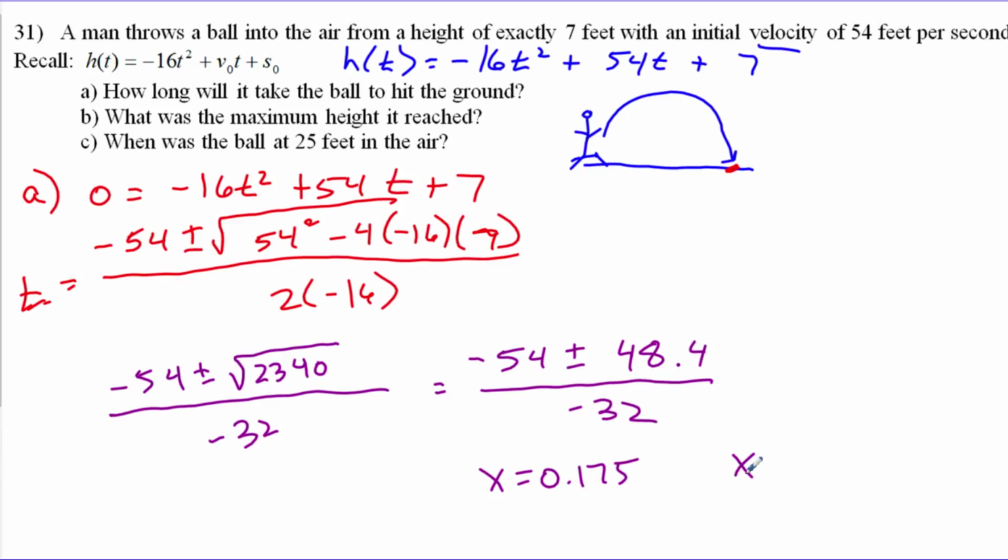3.2. X equals 3.2. And so if I check this problem, this first value would be how long it took kind of right here, right? And the second one, the longer one, is how long it took to hit the ground. So I'm going to go with this one and say 3.2 seconds would be the amount of time it took to hit the ground on the other side. Okay, so now I can answer my second question.